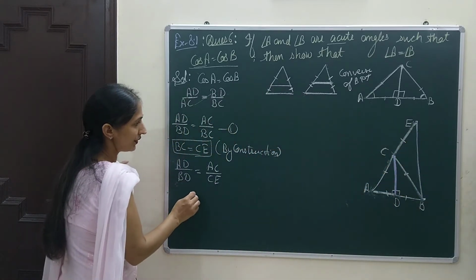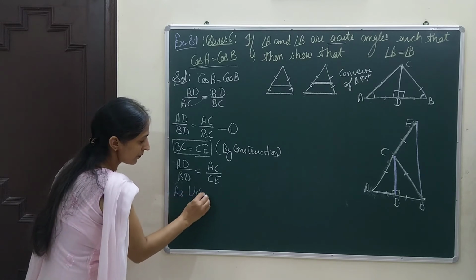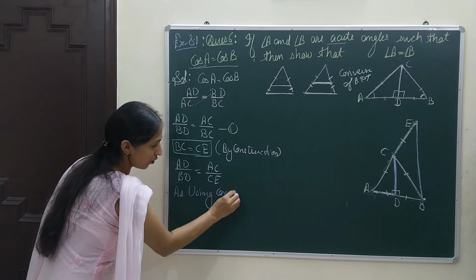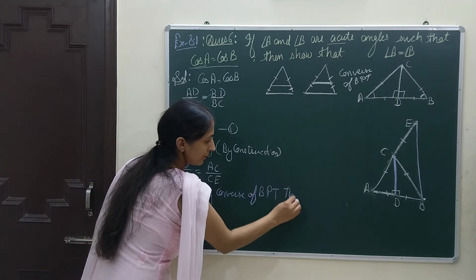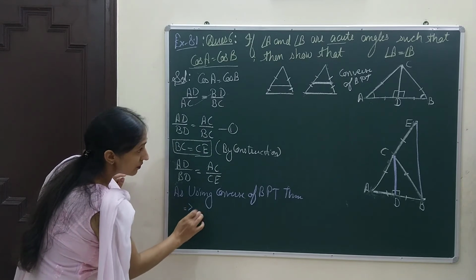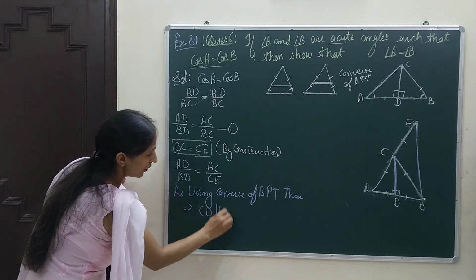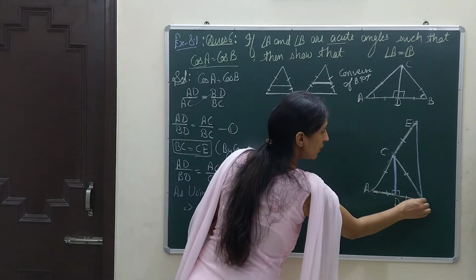So what I will write now, using converse of BPT theorem, what do I get? I get CD is parallel to BE. What I have got? CD is parallel to BE.